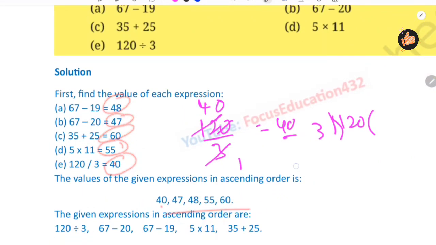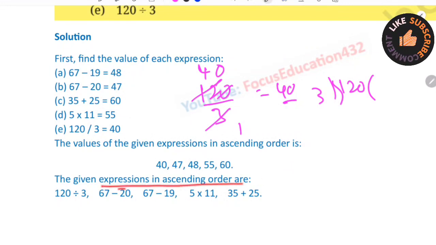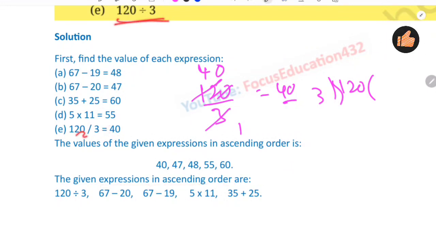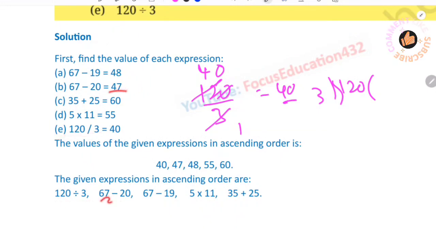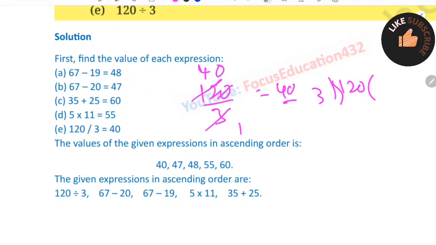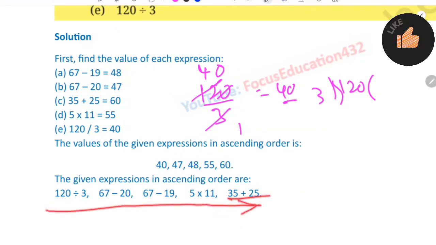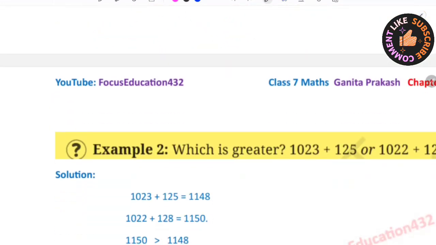Now the given expressions in ascending order. For 40, what is the expression? 120 divided by 3, you write 120 divided by 3. Then 47: 67 minus 20. Then 48: 67 minus 19. Then for 55, 5 multiplied by 11. Then for 60, 35 plus 25. So this is the ascending order of the expressions from smaller value to higher value.